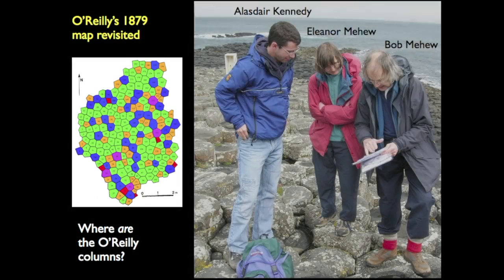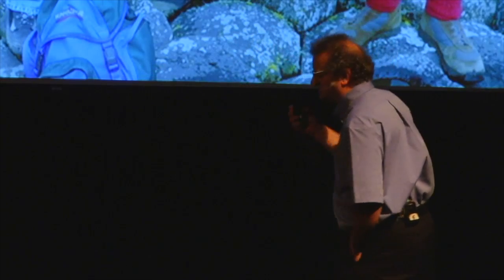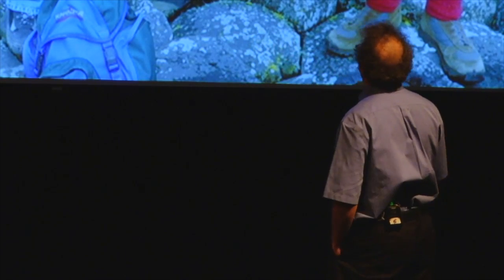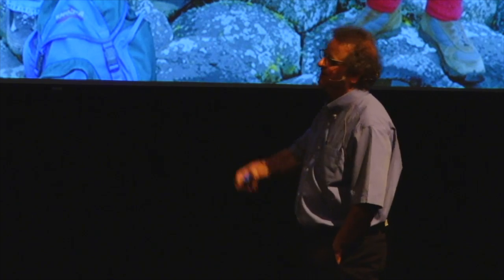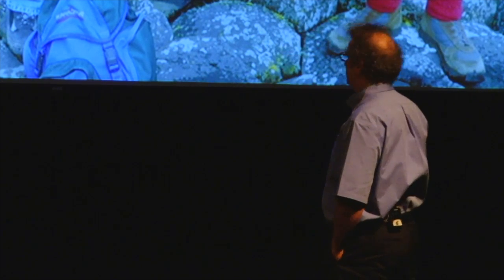So back in 2006, I went to the Giant's Causeway with my friend Bob and his wife Eleanor. These are the spelunkers. And Bob was actually the president of the Grampian Spelunking Society. And Alistair Kennedy is actually a history graduate student. Actually, he's a geography graduate student at the time. And he wrote a thesis on the history of the geography of the Giant's Causeway. And it's a very interesting read.